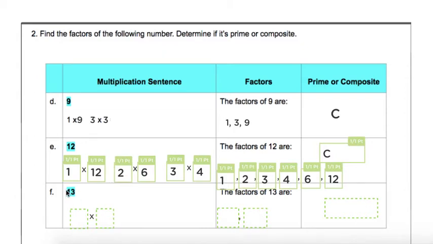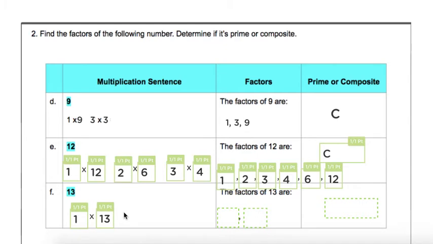All right, y'all, let's do part F together. Our magic number this time is 13. Remind Miss Turner, what number do we always start with when we are finding our multiplication sentences? For sure, 1. 1 times blank equals 13. What's going to go in that blank, y'all? Good, 13. 1 times 13 equals 13. Are there any other numbers that we can multiply together to get 13?